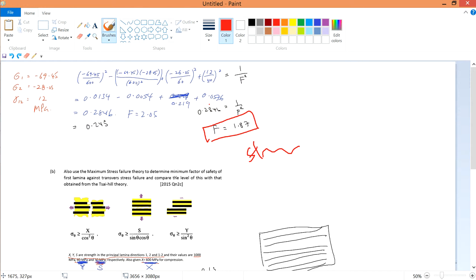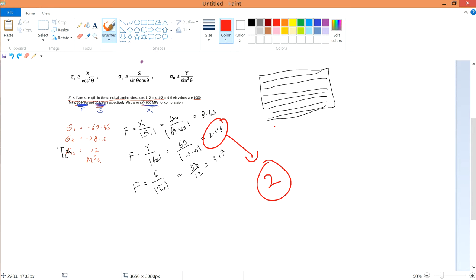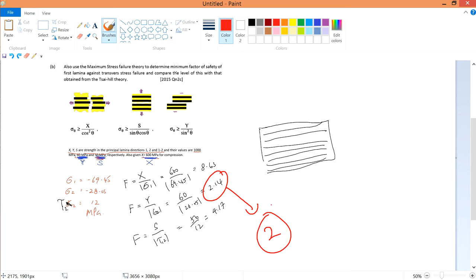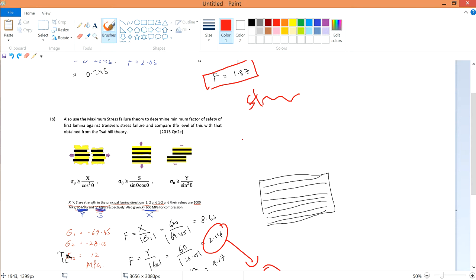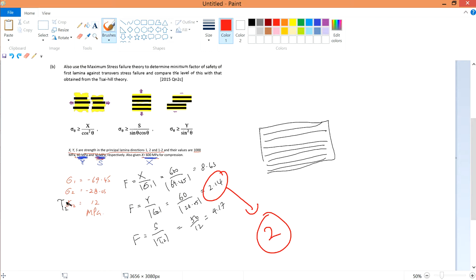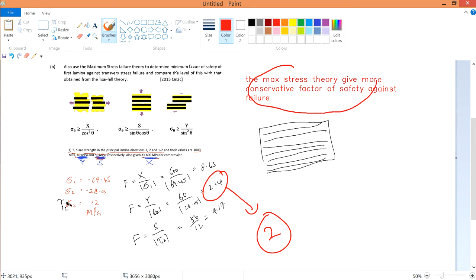If you use the Tsai theory, you will fail the factor of safety, and therefore you have to change your design or change your so-called strength of material. So this is the comment that you're going to mention. Over here the lecturer wrote that the max stress theory gives a more conservative factor of safety against failure.